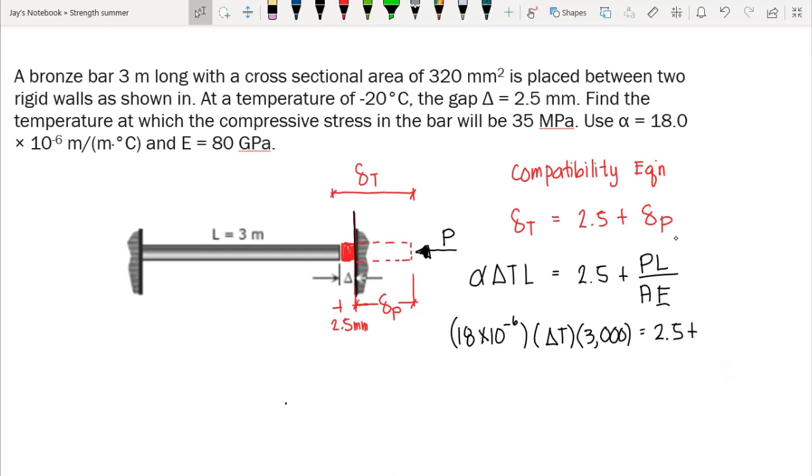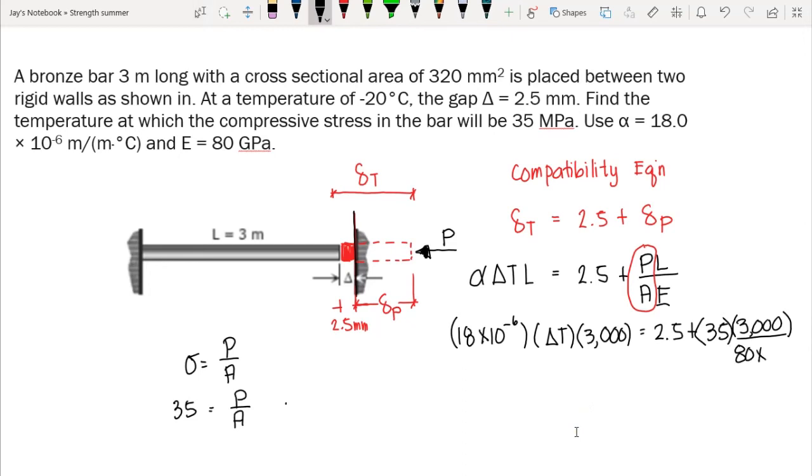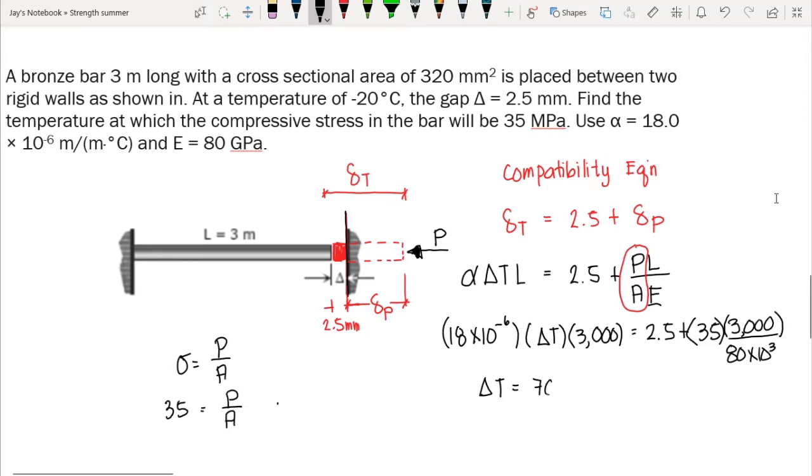Now, we know that our stress is equal to P over A, correct? And our normal stress is 35 MPa. So our 35 here is equivalent to P over A. So we are going to replace this entire variable P over A with 35 megapascals, and the remaining would be L over E. Our L is 3000 over our E, the modulus of elasticity, that is equal to 80 times 10 raised to the 3. So the change in temperature here is equal to 70.6 degrees Celsius.